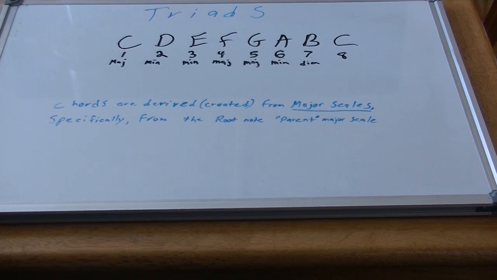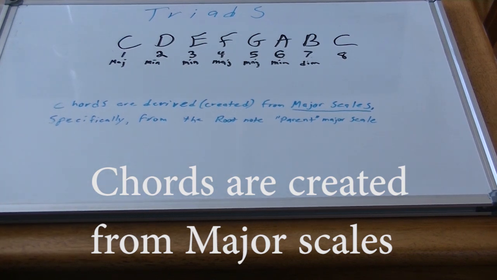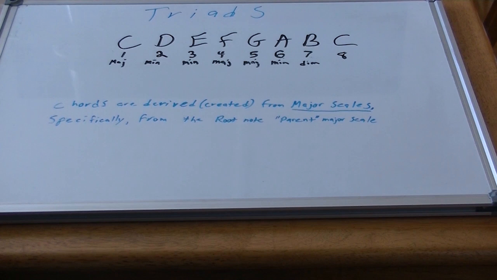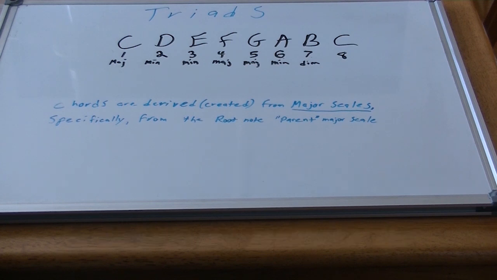I want to start out the lesson with a statement, and I want you to write this down. I'm going to break the statement down into two parts. The first part is that chords are derived or created from major scales, and specifically from the root note's parent, as I like to call it, in quotes, major scale. So I need you to write that down.